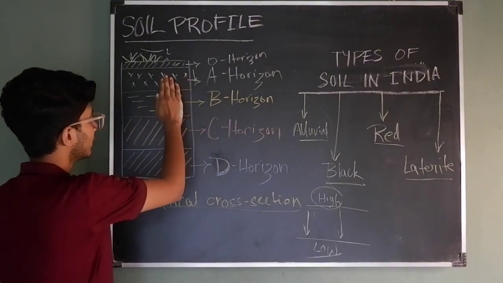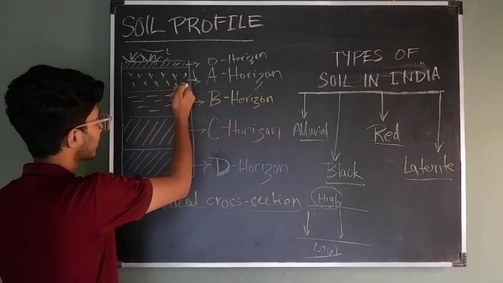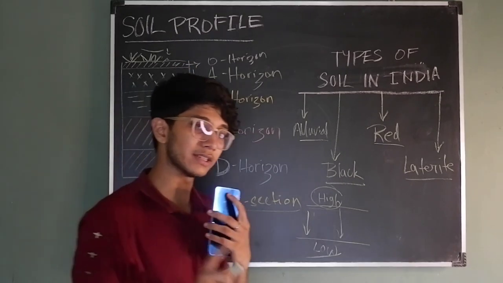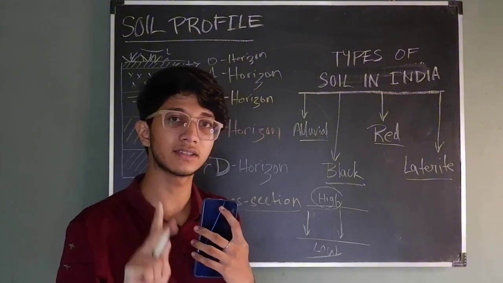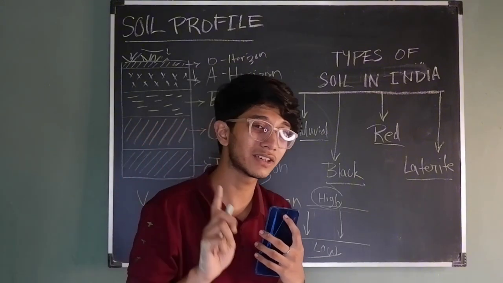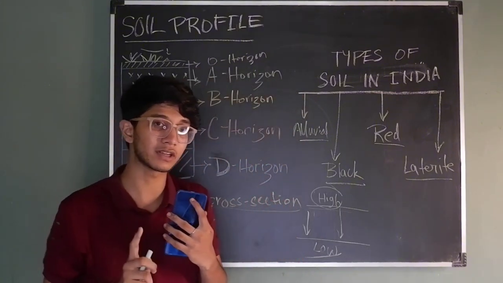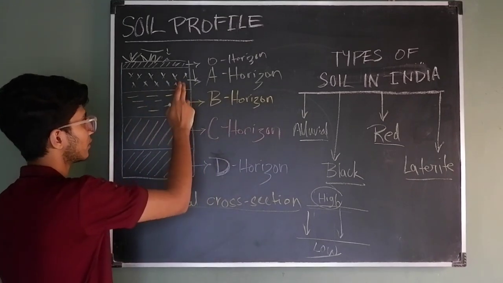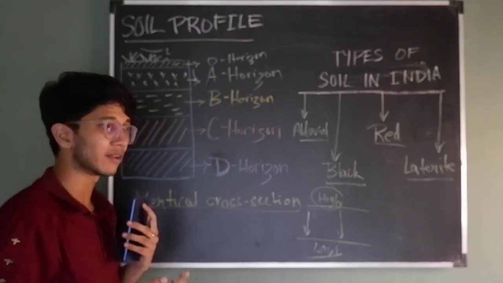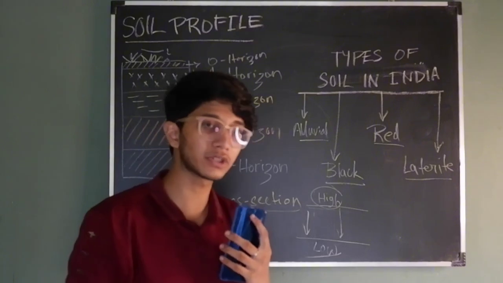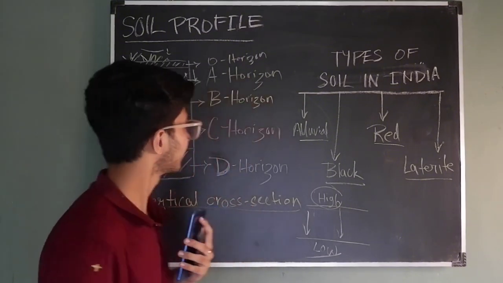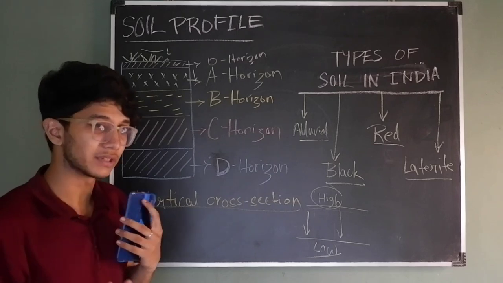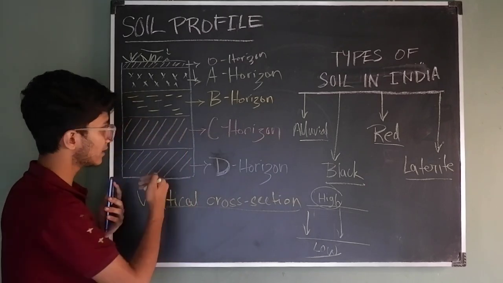The nutrients here get percolated and deposited in the B horizon. The B horizon is made out of sand, silt and clay. These are the three important components which the B horizon is made of, and it's less nutrient rich, not as much as the A horizon, but during erosion or water percolation, this region gets the most nutrients, right? And then there is the C horizon.